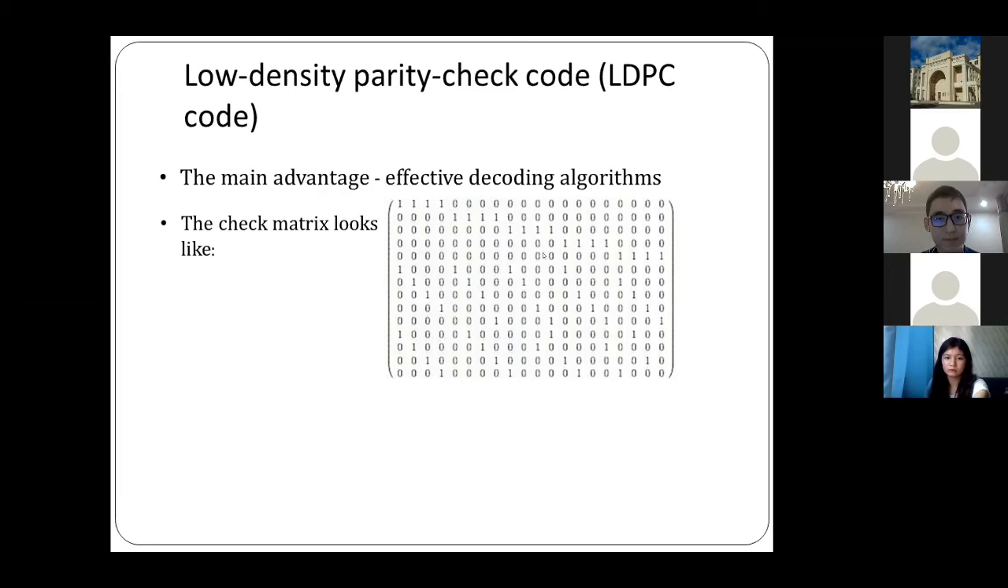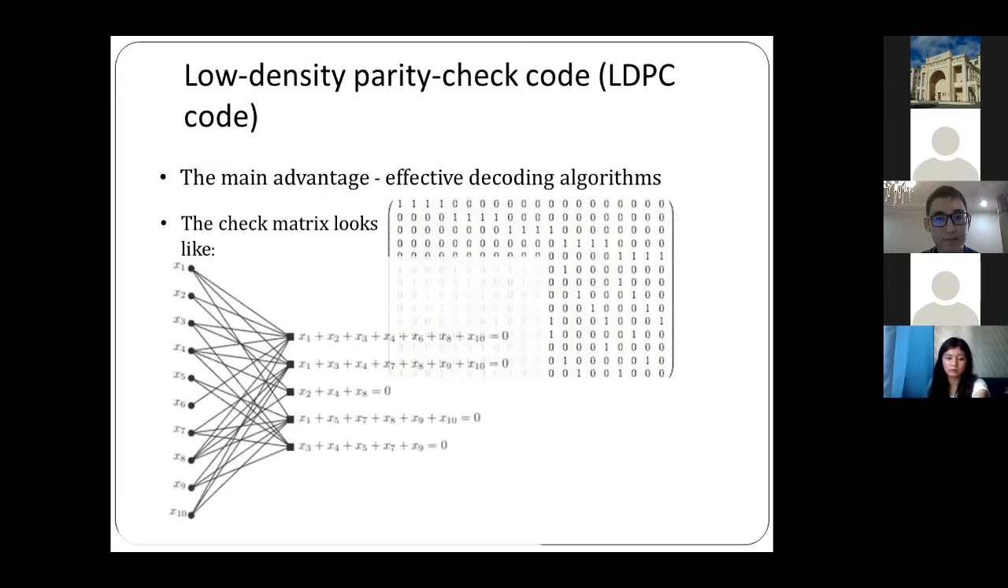Often, the check matrix in LDPC code is represented as a bipartite graph. There are N left nodes, called message nodes, and right nodes called check nodes. And the graph representation is similar to the matrix representation.